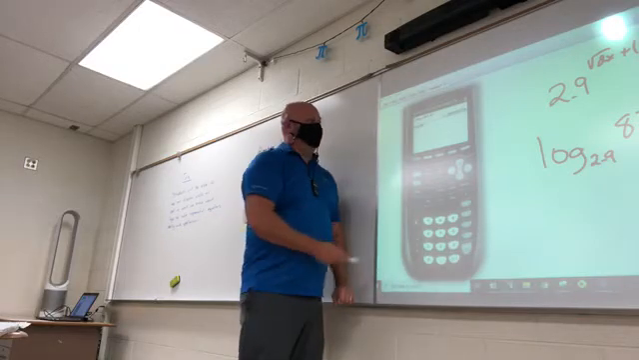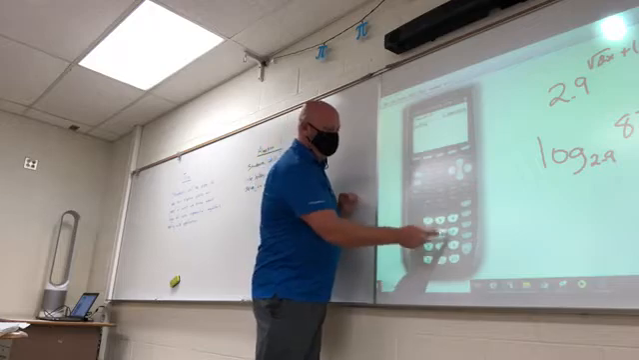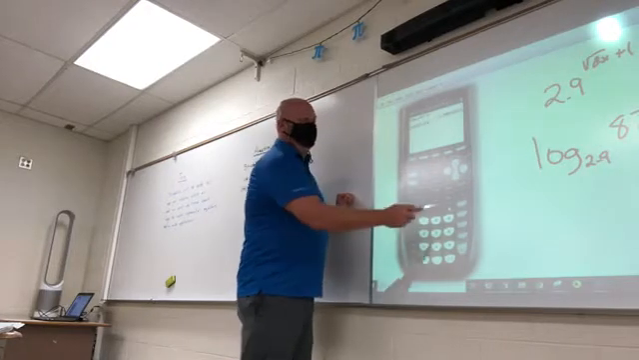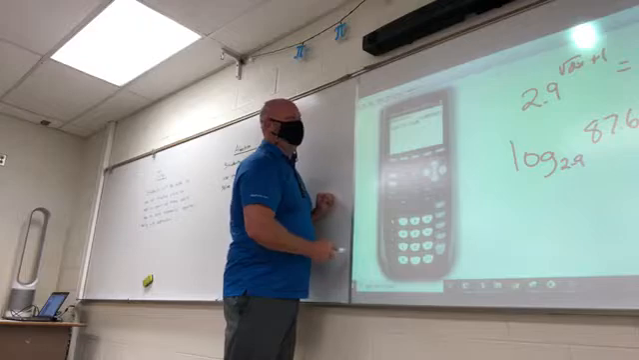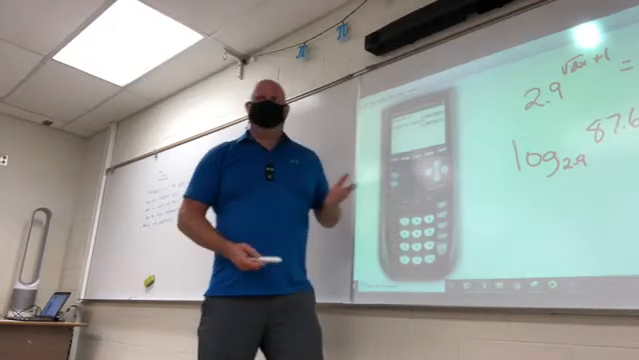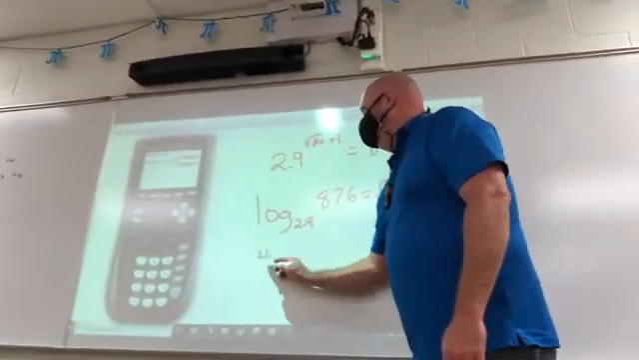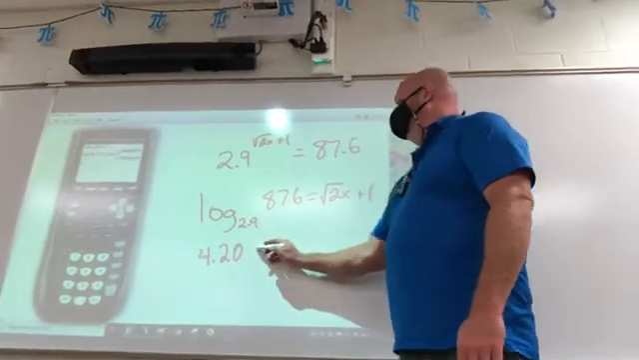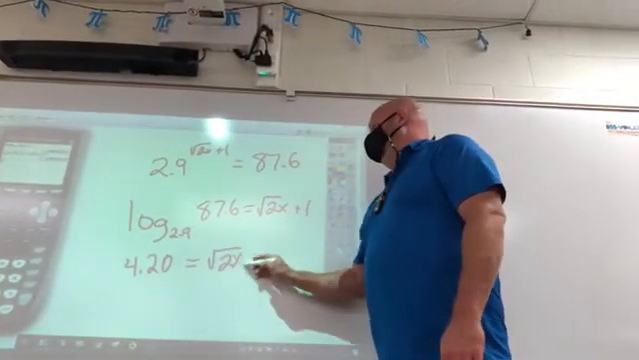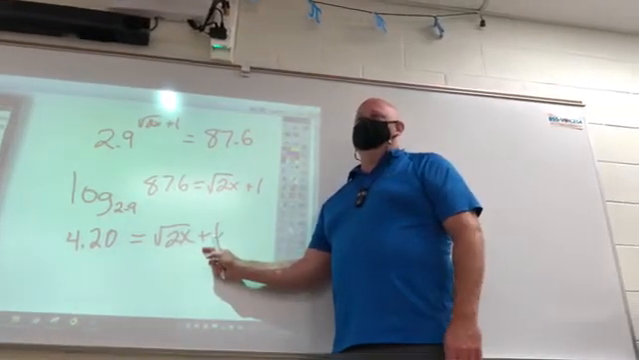You can go common log of, which one comes first? You guys remember? 87.6. Make sure you close that parenthesis and then just divide that by the log of 2.9. You get the same answer. So we calculate this, and it just comes out to that 4.20 whatever number. And now we just have a basic algebra equation. How do I solve this? What's step one?